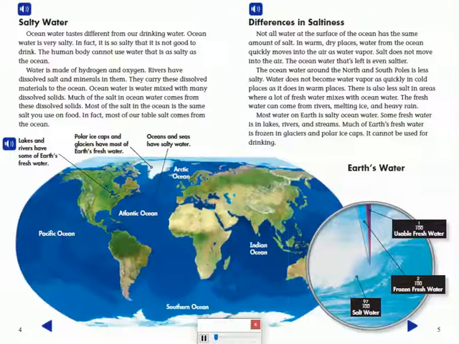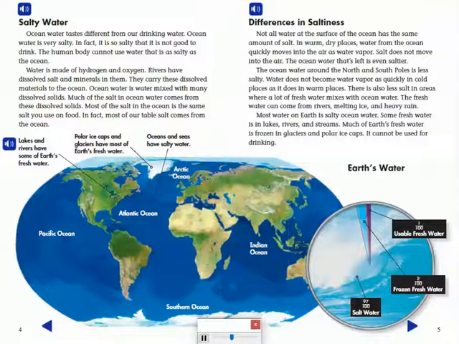Salty water. Ocean water tastes different from our drinking water. Ocean water is very salty. In fact, it is so salty that it is not good to drink. The human body cannot use water that is as salty as the ocean.